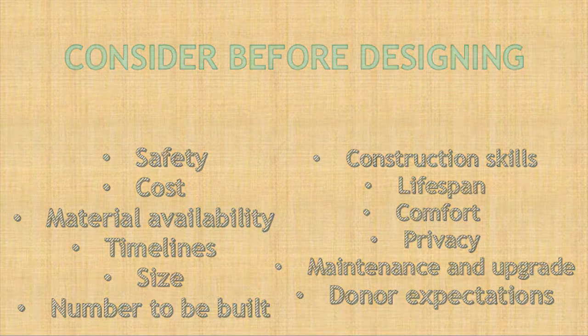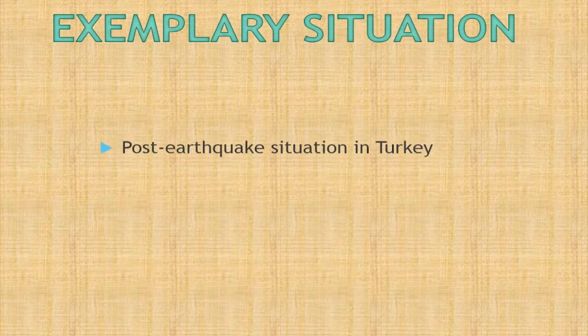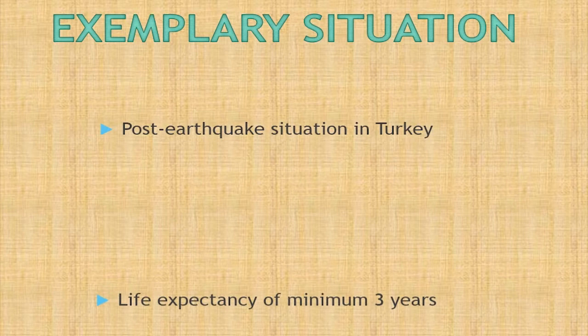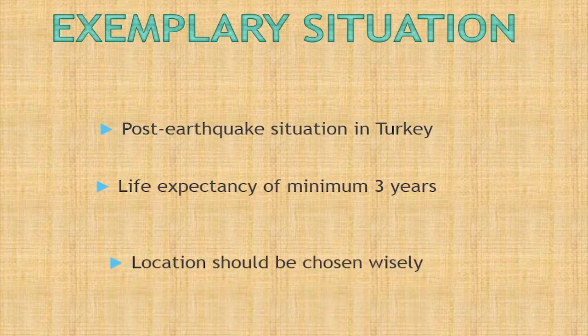So let us imagine that our project is to design a shelter for a post-earthquake situation in Turkey. Earthquakes are fairly common in Turkey, and as we saw from our real-life examples from the previous slides, they can be extremely devastating. The shelter will be built with a life expectancy of at least 3 years. It is important to choose the site location wisely. In our case, it should be away from any fault lines and it should not be near riverbeds, coastal areas which have sandy soils, and near high water tables.